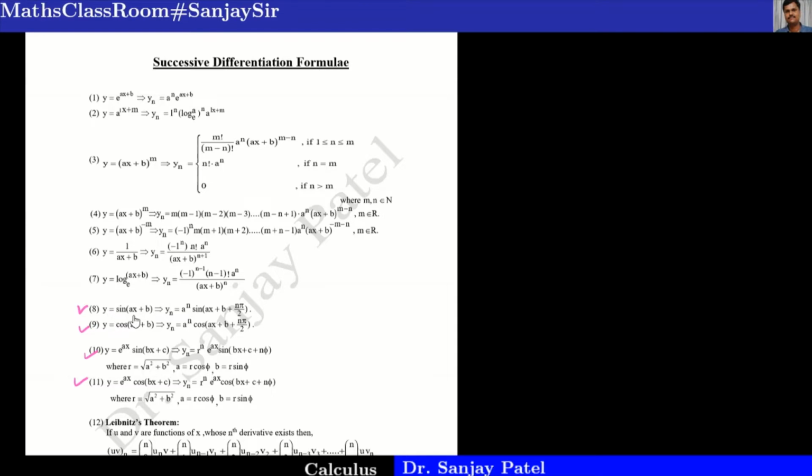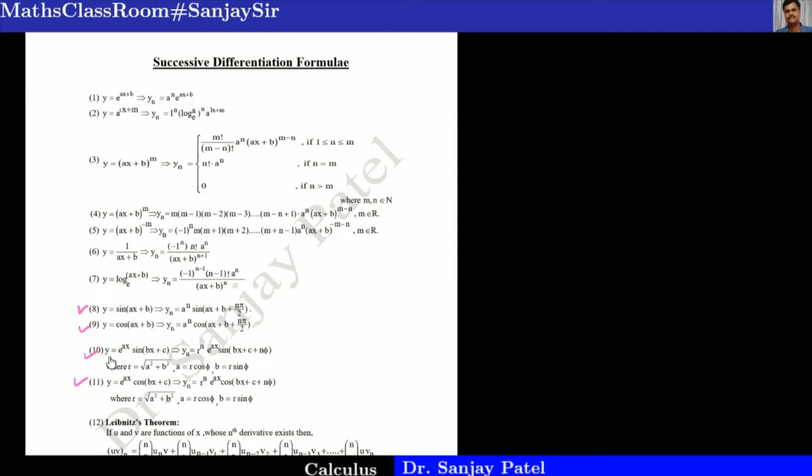If y is equal to sin(ax plus b), then its nth derivative yn is a raised to n into sin(ax plus b plus n pi by 2). And the formula for cos is also the same, just replacing sin by cos. You don't have to remember anything new.